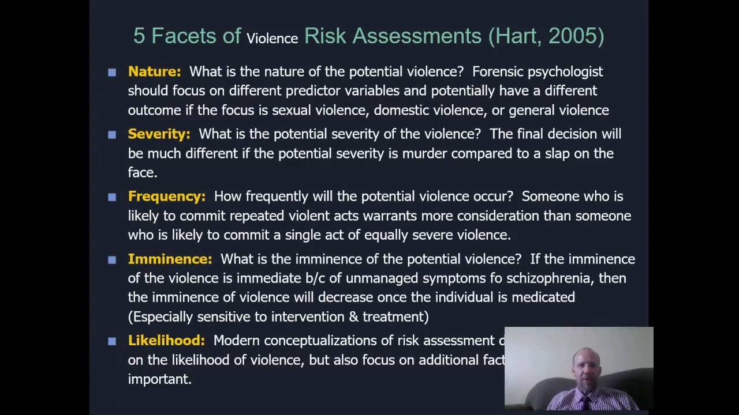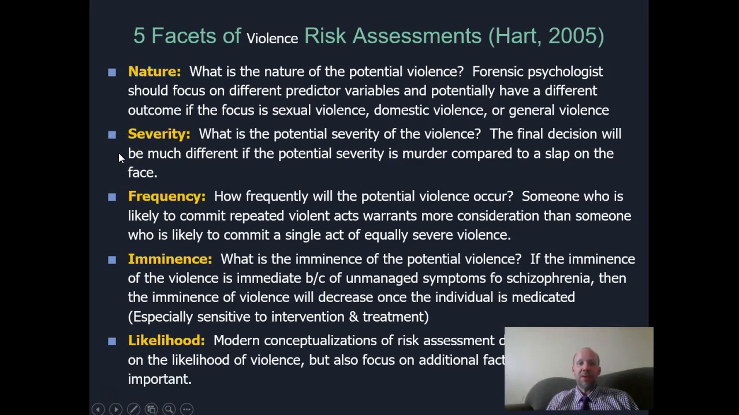In 2005, Hart came out with 5 facets of violence risk assessments. The first facet would be: what is the nature of potential violence? Forensic psychologists should focus on different predictable variables, potentially with a different outcome, if the focus is sexual violence, domestic violence, or general violence. So which type of violence are we talking about? It's going to have a different effect in terms of the different variables that we look at when we're trying to assess. The second facet is severity.